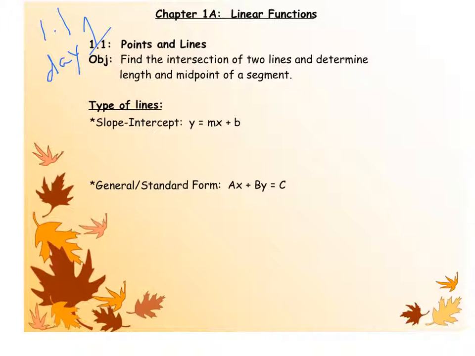Really important to note right here the slope-intercept form of a line. m equals our slope. b is our y-intercept. It's a great form of a linear equation to use. It tends to be pretty user-friendly of all the different forms that we have. Next to it, or I should say underneath it, is general or standard form.